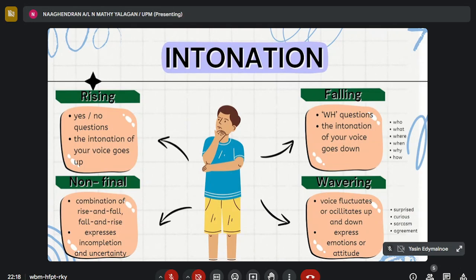The first one is rising intonation, which is usually used in yes or no questions. In rising intonation, the pitch of your voice goes up. Falling intonation is usually associated with WH questions, where the pitch of your voice goes down. We also have non-final intonation, which is a combination of rise and fall and rise. This intonation expresses incompletion and uncertainty. And lastly, we have wavering intonation, where your voice fluctuates or oscillates up and down. This one expresses emotions or attitude.